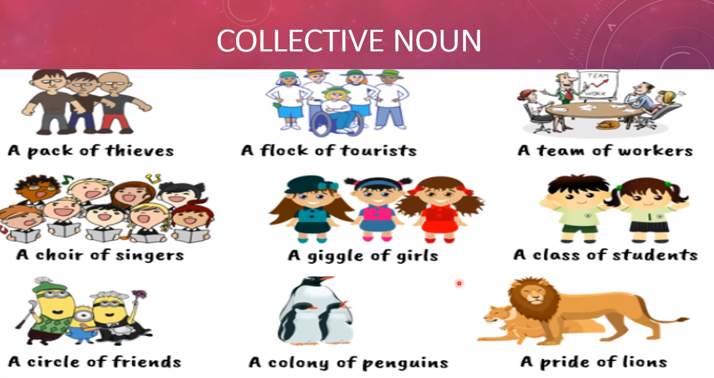And collective noun. Nouns collectively in a group are called collective nouns. For example, when you have many thieves, the collective noun for thieves is a pack of thieves, a flock of tourists, a team of workers, a choir of singers, a giggle of girls, a class of students, a circle of friends, a colony of penguins, a pride of lions. So these are a few examples of collective nouns. Collective means in a group. Nouns in a group are referred to as collective nouns.